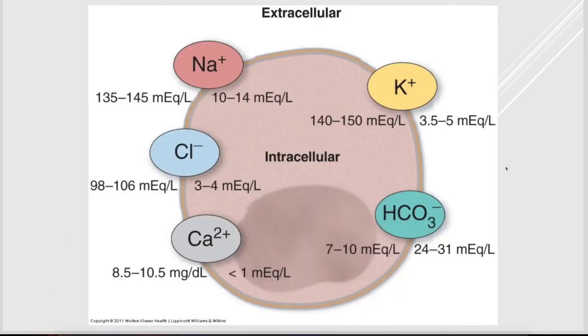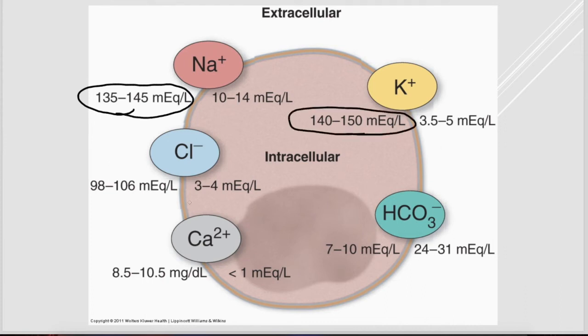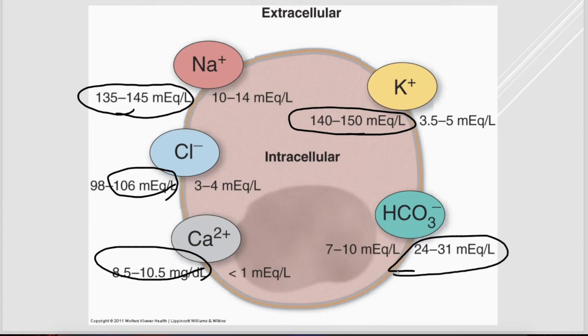So this is just showing where these major ions are located. Sodium, of course, high concentration outside the cell. Potassium, high concentration inside the cell. Chloride, high concentration outside. Calcium, high concentration outside. Bicarb, high concentration outside. So you can see how some of these are organized.